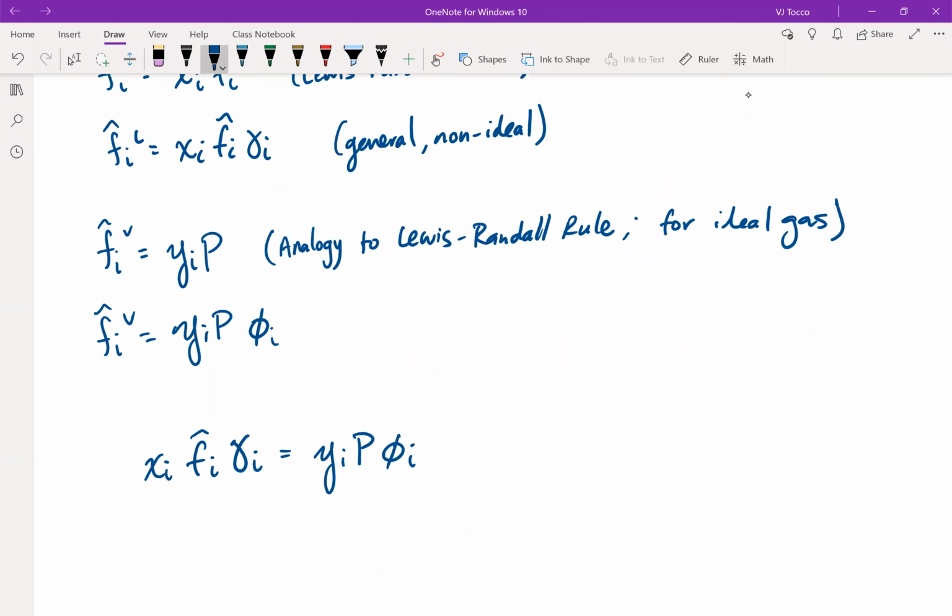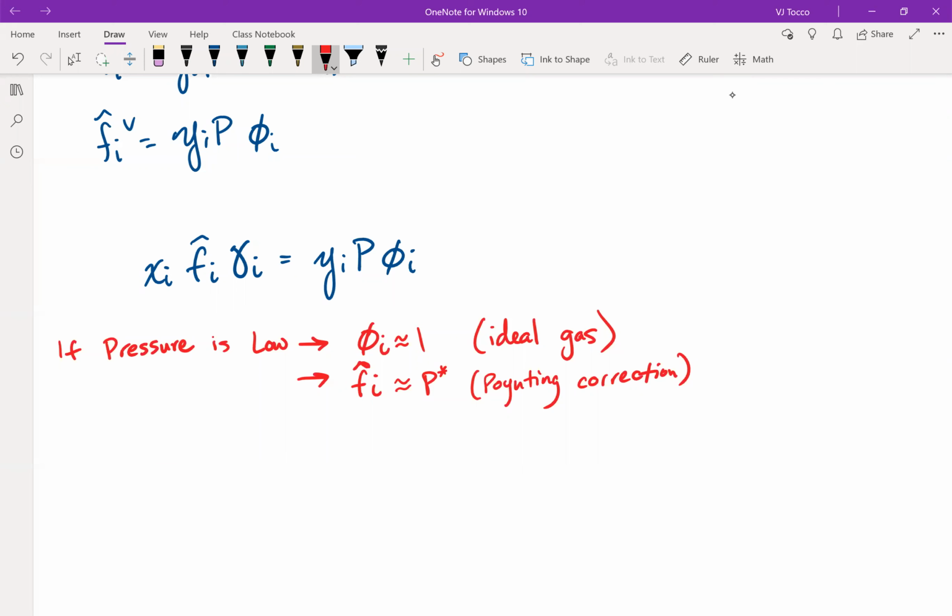And this should look vaguely familiar to our favorite modified Raoult's law. So again, if gamma and phi are both 1, we've got xi fi equals yi P. And then if we further make the assumption that the pressure is low, then phi, I'll just write this out. One moment. So if I'm assuming low pressure, then phi is equal to 1 because low pressure signifies an ideal gas. So if the vapor phase is ideal, then I've got phi is equal to 1.